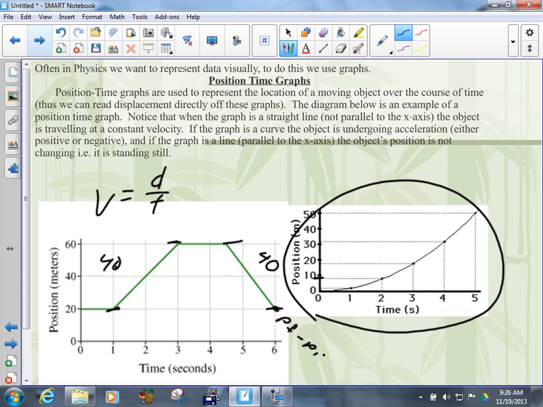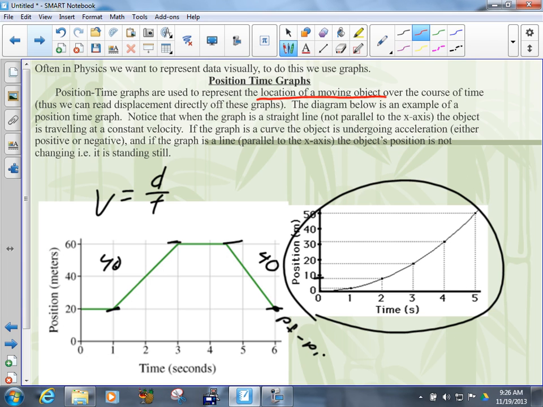No. The slope of a curve is always changing. That's why it's a curve. A line has a constant slope, but a curve is many small straight lines strung together, all getting steeper. All right. So position versus time graphs, like we said, are used to represent the location of a moving object over the course of time.